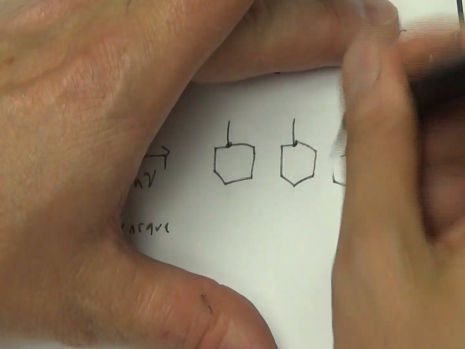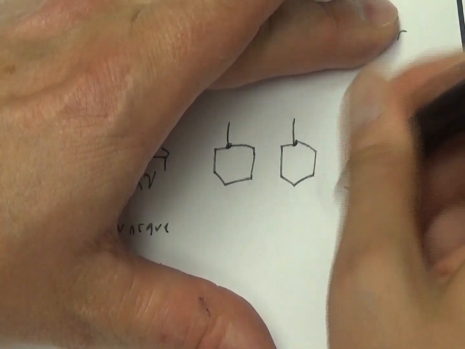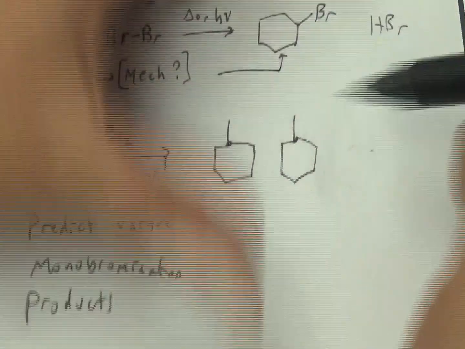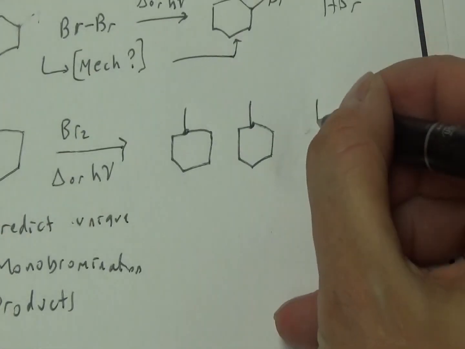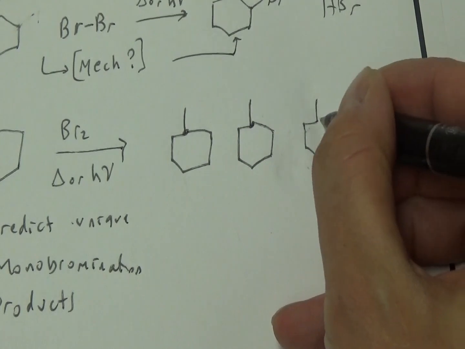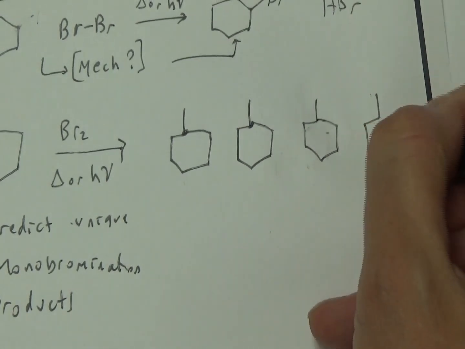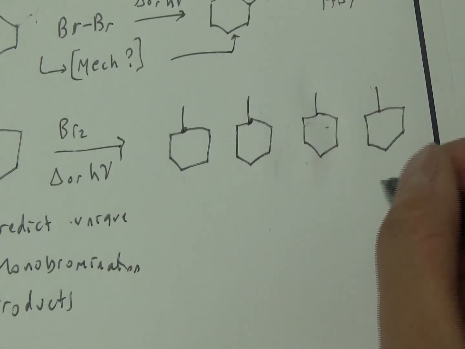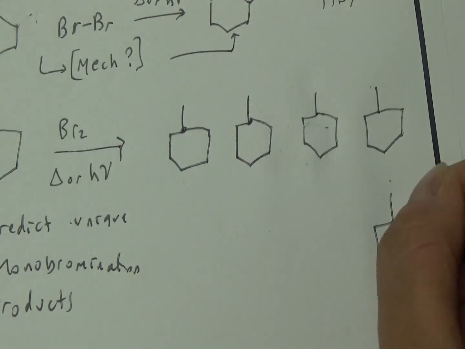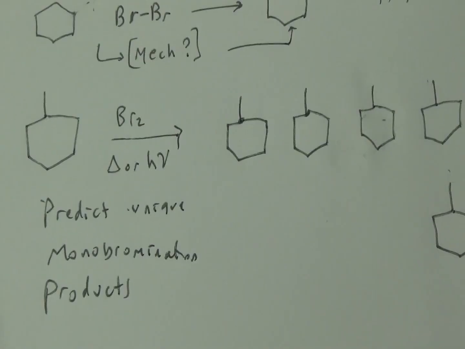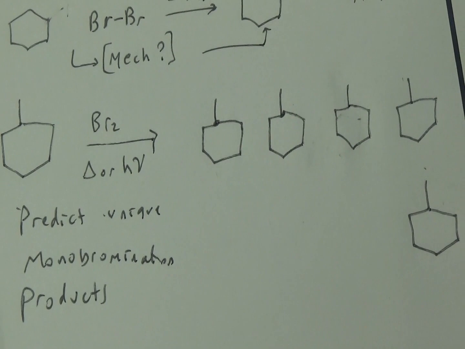Actually, give myself a little more space. Don't squish it up too much. And I'll draw the 5th one down here. Okay, so I see 5 potential monobromination products. So now I'm going to draw the bromines at those different 5 places.